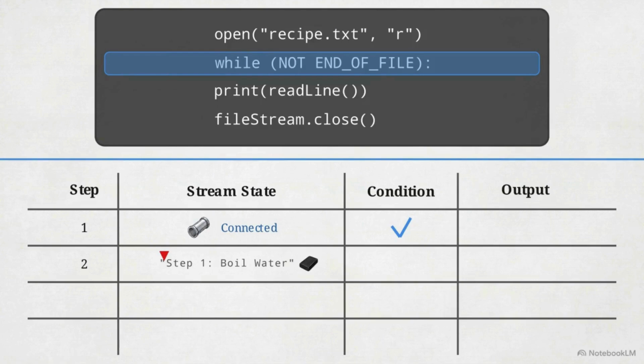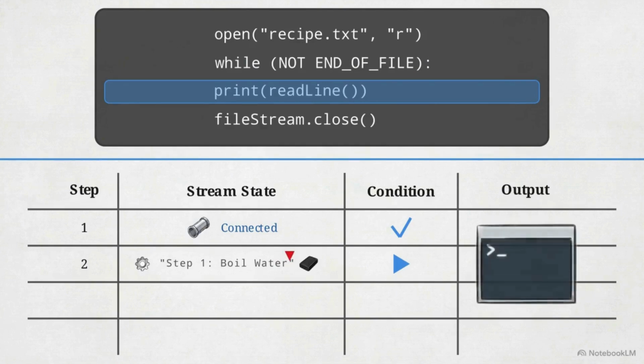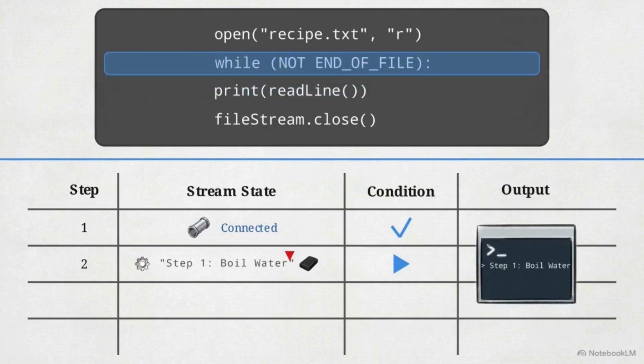Before attempting to read any data, the while loop checks a specific condition. It verifies that the stream has not yet reached the end of file, or EOF marker. Think of this marker as a physical stop sign sitting at the very end of the document's text. Since the stream is just starting, the condition is met. The program enters the loop, reads the single line of text from the file stream, and prints Step 1, boil water, directly to the terminal.